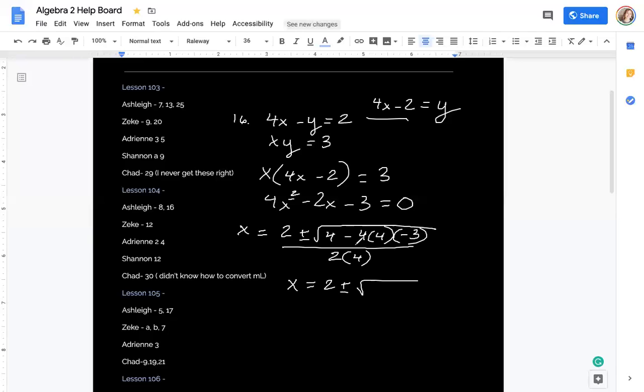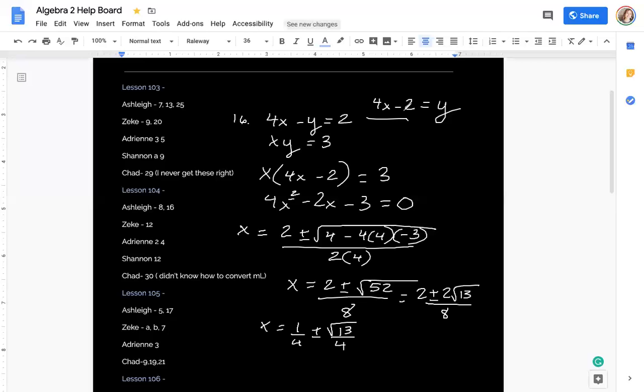I'll just double check myself. 4 minus 4 times negative 3 is 52. All right, so it needs to be simplified even. How about that? 4 goes into 52 13 times, so we're going to get 2, and then it's going to be plus or minus 2 root 13 all over 8. And then we're going to cross all the 2's out, so we're going to get x equals, it's still a fraction though, so it's going to be 1/4 plus or minus root 13 over 4.